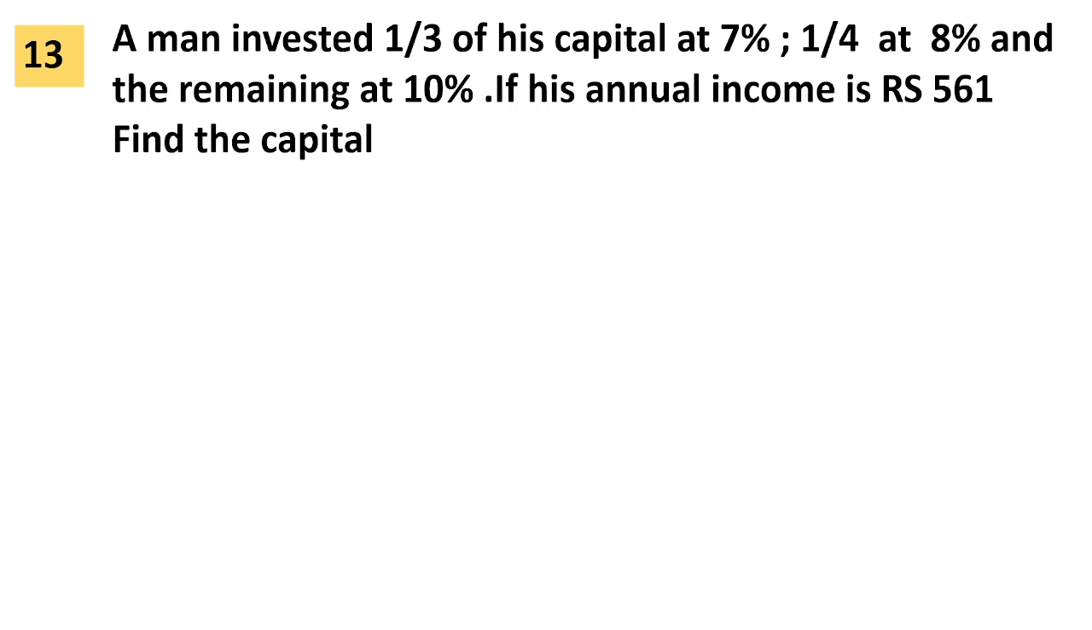Okay, last question. A man invested 1/3 of his capital. Capital means the same thing, they are just using different words. Let's take the capital as x, at 7%, 1/4 at 8%, and the remaining at 10%. If his annual income is rupees 516, find the capital. Annual means we have to add the total.